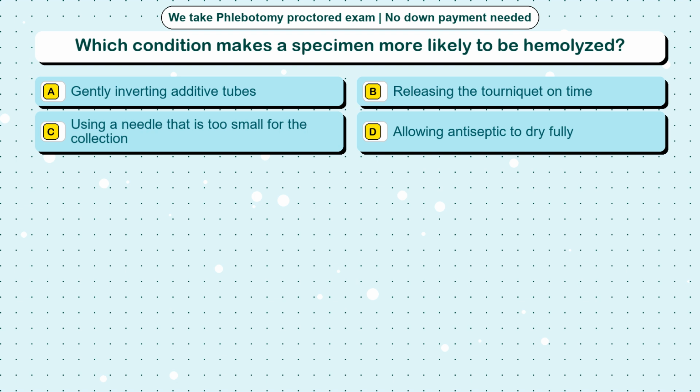Question 74. Which condition makes a specimen more likely to be hemolyzed? Option A, gently inverting additive tubes. Option B, releasing the tourniquet on time. Option C, using a needle that is too small for the collection. Option D, allowing antiseptic to dry fully.